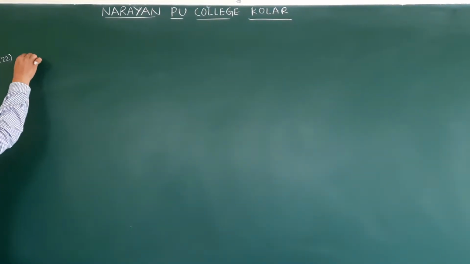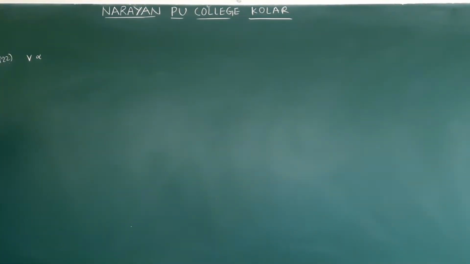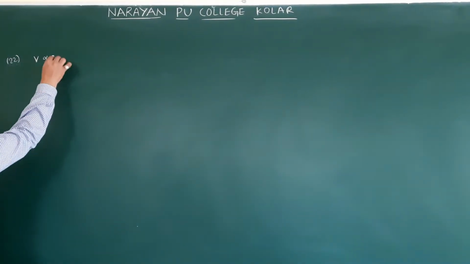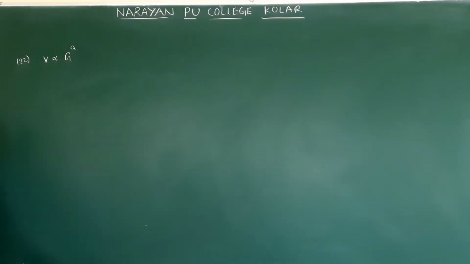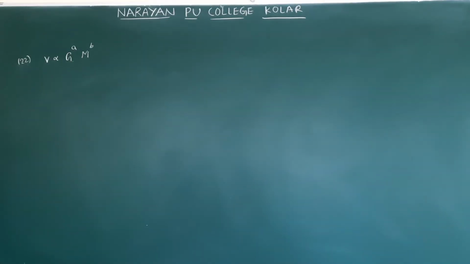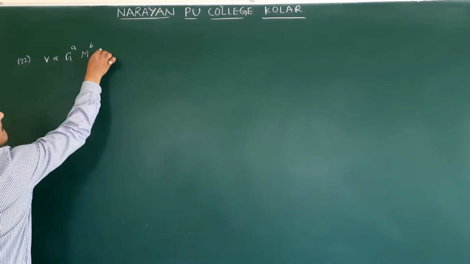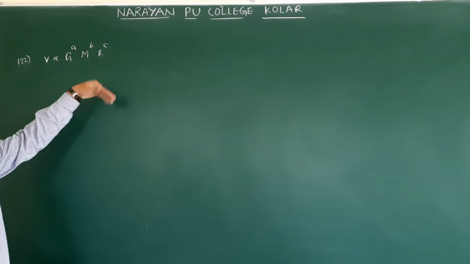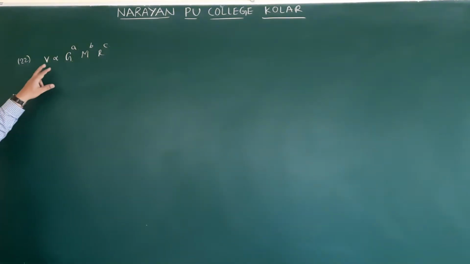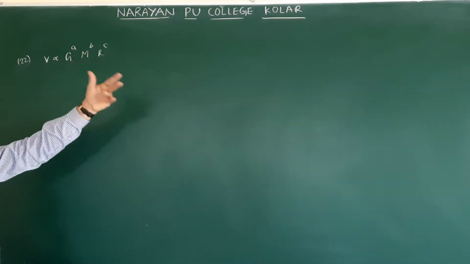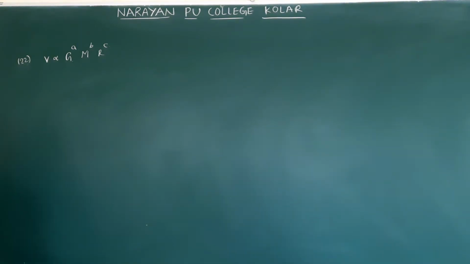Orbital velocity v is directly proportional to gravitational constant capital G power a, next mass m power b, next they gave radius r power c. If they give another physical quantity, we should not apply this. That is one of the limitations. We can apply this relation among 4 physical quantities, or 3 physical quantities on the right side. If there are more than 3 on the right side, we cannot apply it. That is one of the limitations of dimensional analysis.